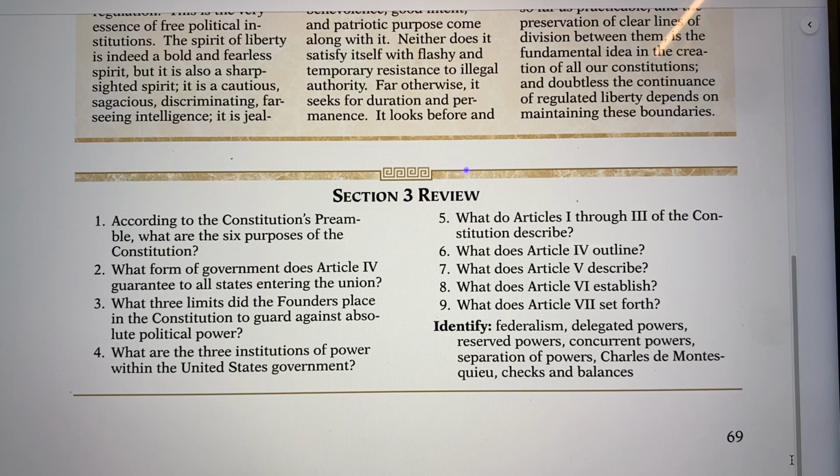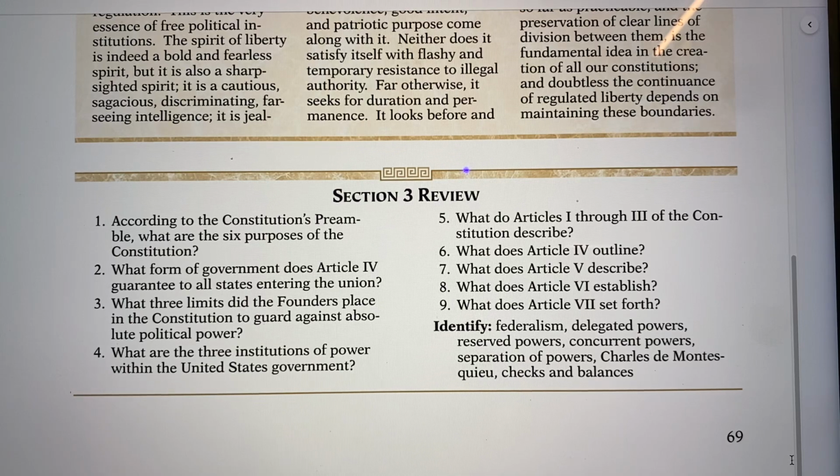Number 6. What does Article 4 outline? Article 4 outlines how the states are all Republican states and how the states relate to the government and to each other. Number 7. What does Article 5 do? Article 5 is the amendment process to the Constitution. How do we amend the Constitution? That's all about proposing and ratifying an amendment. That's in Article 5.